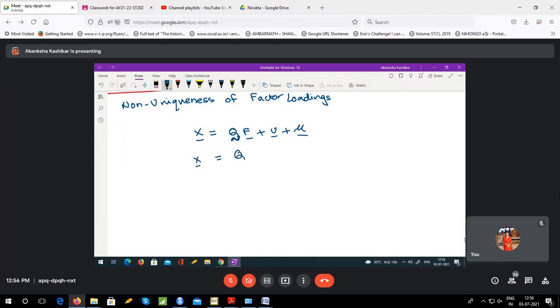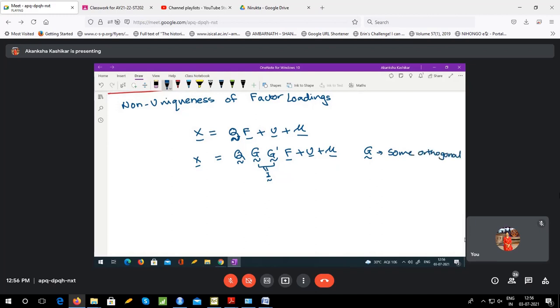But I can bring in some orthogonal matrix here. So I'll have Q, G, G prime, F plus U plus mu. Why am I saying that G should be orthogonal? Because then only G G prime would be identity. If G G prime is identity, then only I can bring it here. Otherwise, I cannot simply change the right hand side and keep the left hand side intact. So G is some orthogonal matrix of appropriate order.